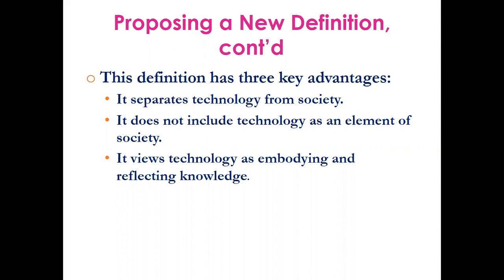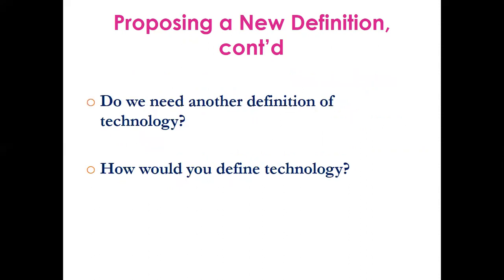Okay, now the definition we have just looked at by Hayes separates technology from society, which is what we've been looking for. It does not include technology as an element of society. It is not just one of the things in society. It views technology as embodying and reflecting knowledge. Okay, it is not just knowledge; it is an embodiment of knowledge.